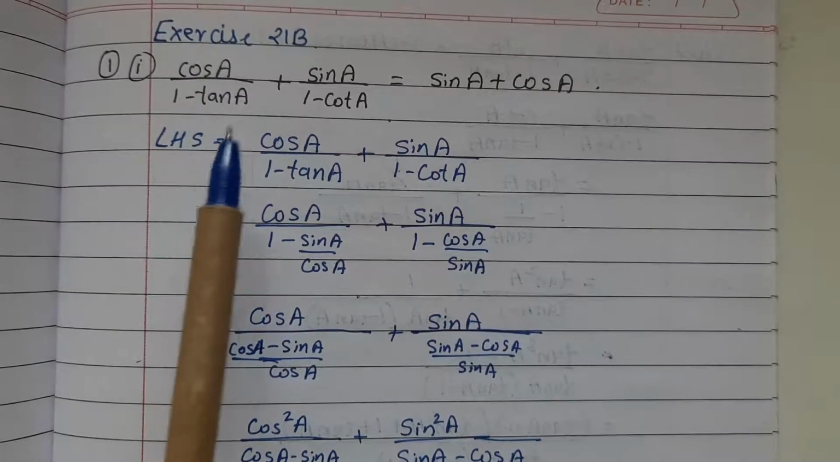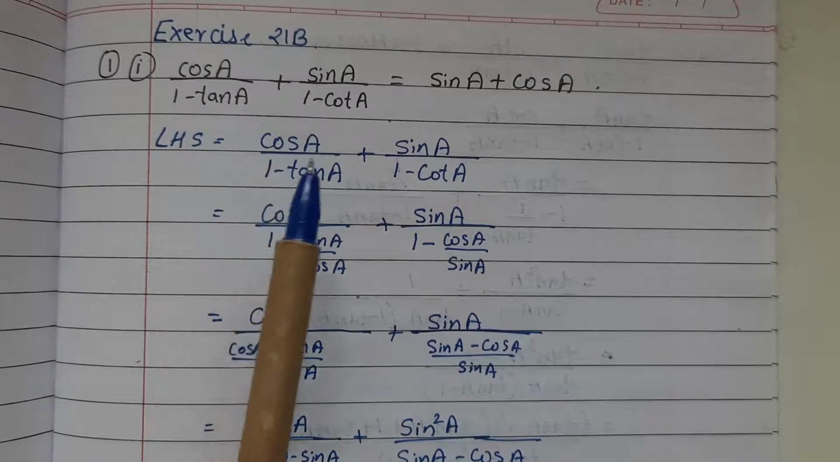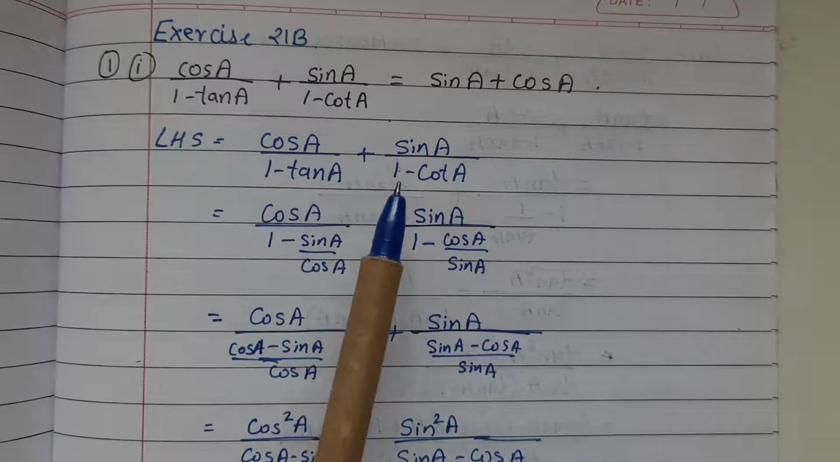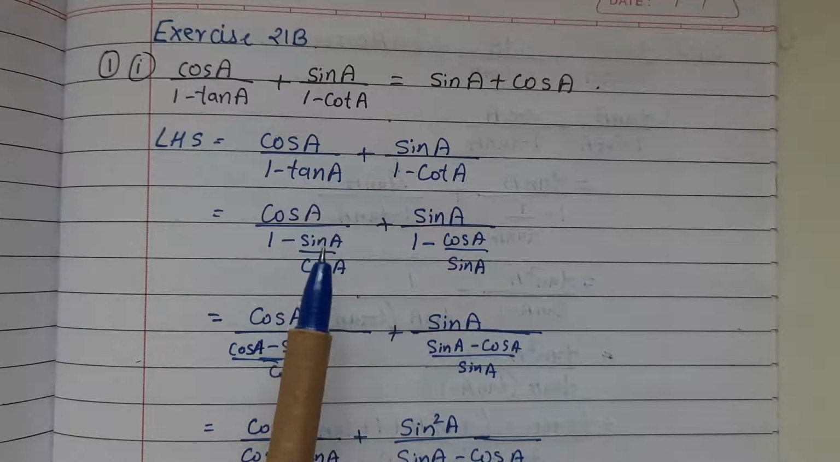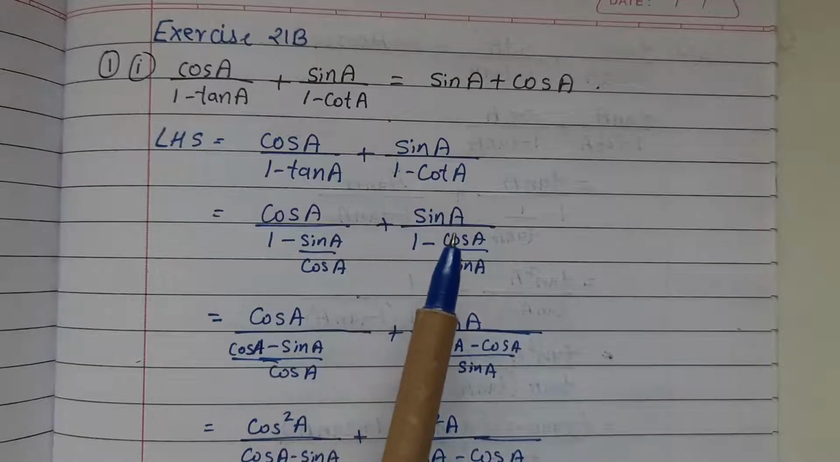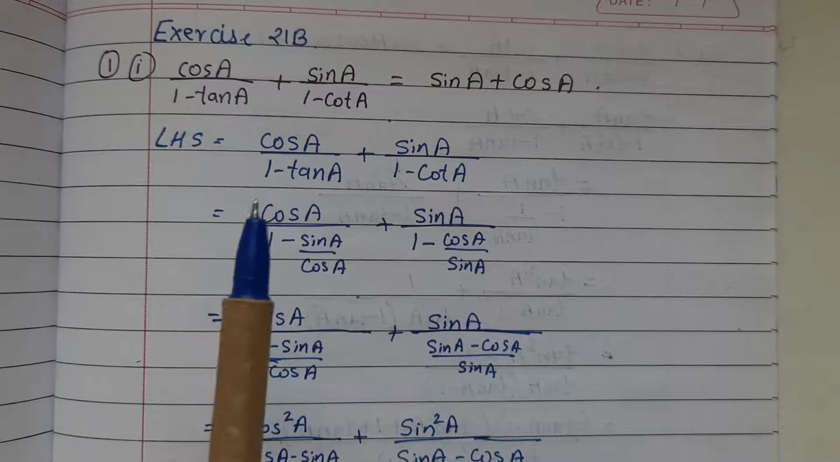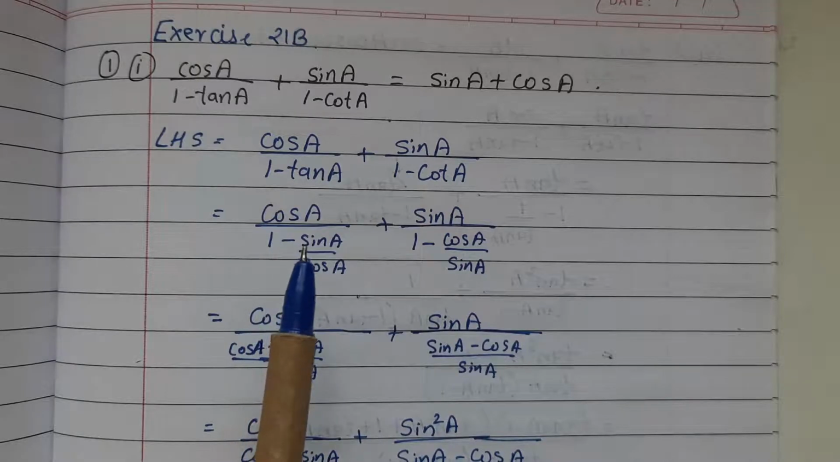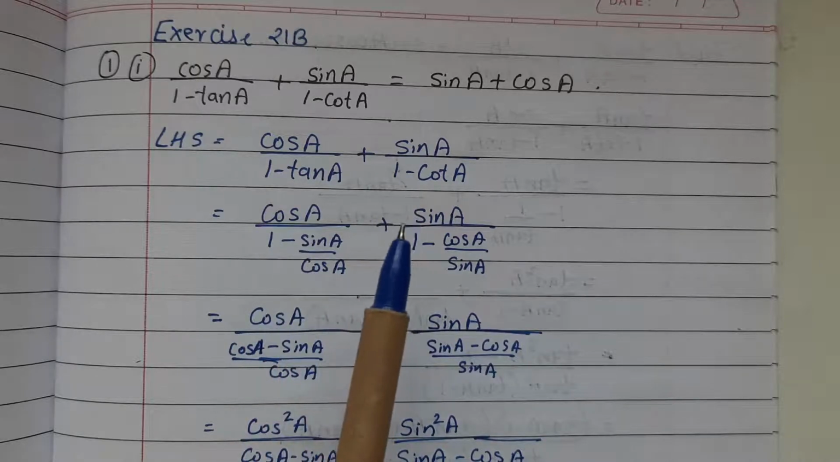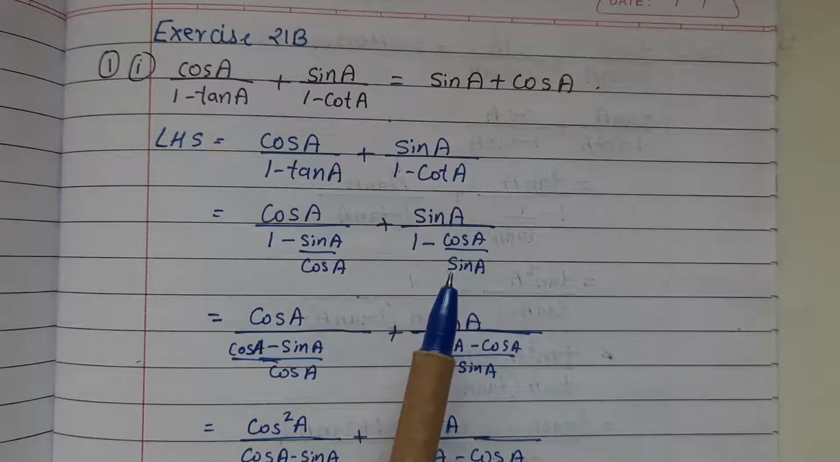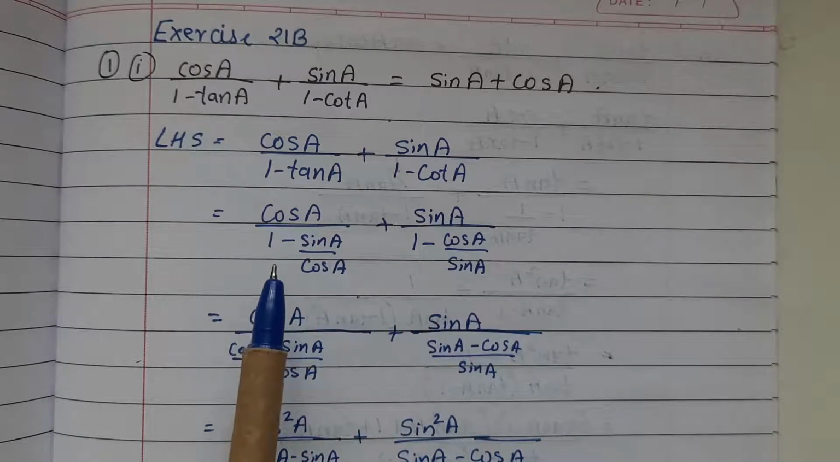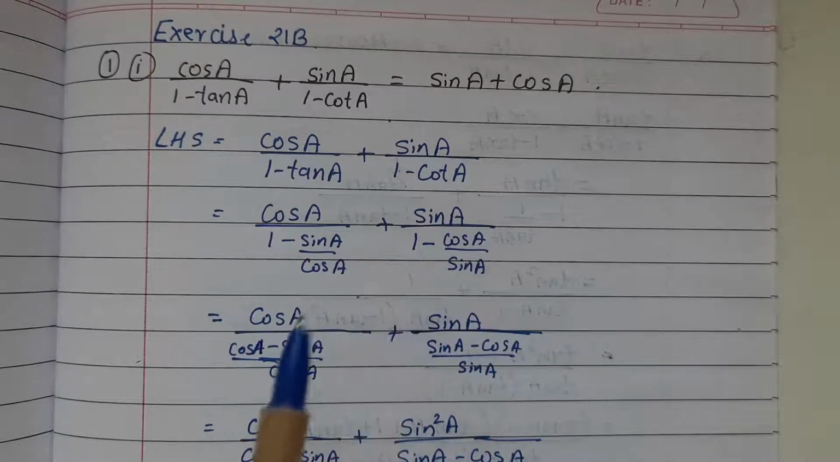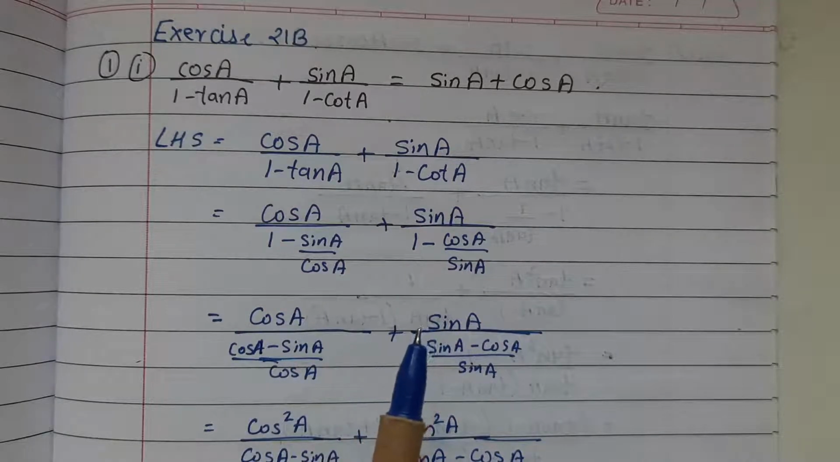Left hand side is equal to cos A upon 1 minus tan A plus sin A upon 1 minus cot A. Tan A is sin A upon cos A. Cot A is cos A upon sin A. Equal to cos A upon 1 minus sin A upon cos A plus sin A upon 1 minus cos A upon sin A. Multiply and divide by cos A. Multiply and divide by sin A. We get cos A upon cos A minus sin A upon cos A plus sin A upon sin A minus cos A upon sin A.